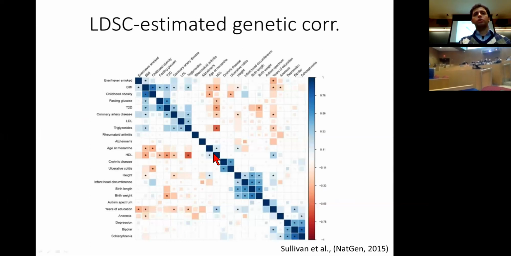HDL cholesterol and the age of menarche, when the periods start. You can look at BMI and childhood obesity, or fasting glucose and type 2 diabetes, and depression, bipolar, and schizophrenia. You can see this huge shared genetic component. Everybody with me so far?